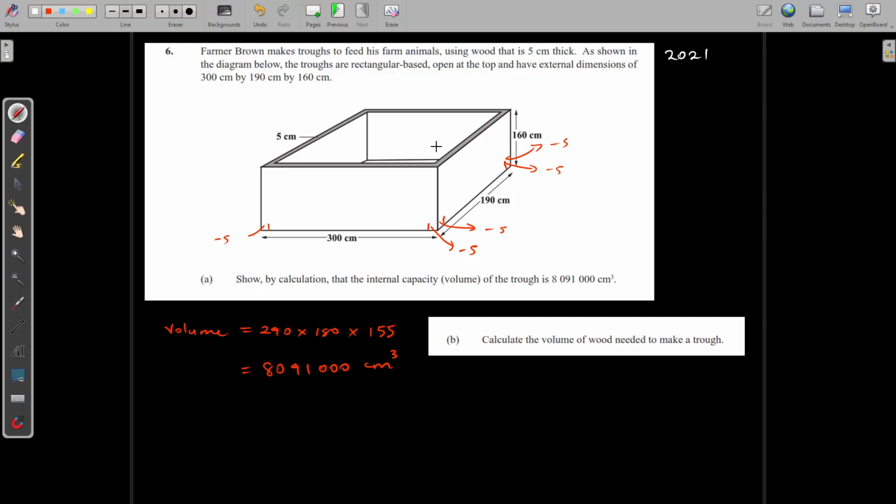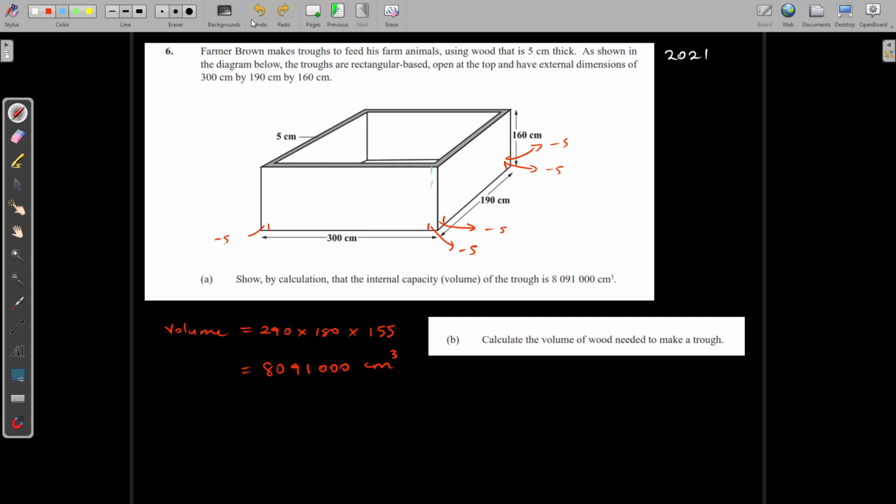But the question is, how are these things joined? Like, how are they joined at the edges? That's the question to be asked here. So do we cut a piece from the 300 and then this 190 is going to align perfectly and we put on, we screw them or whatever here?